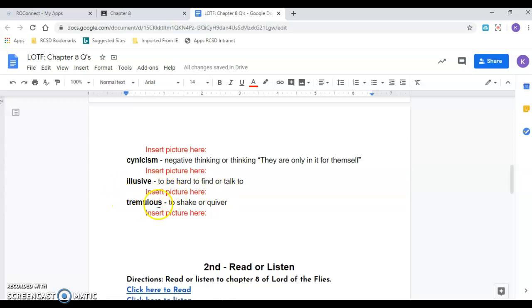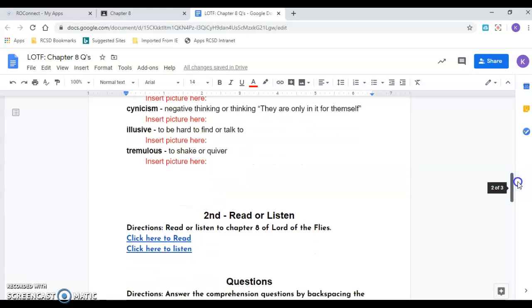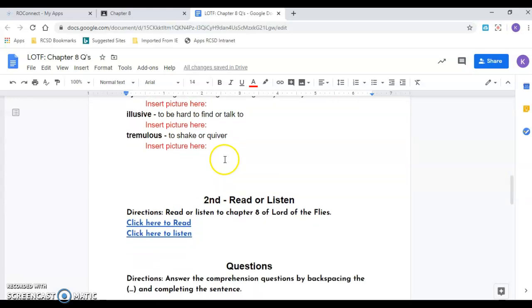All right, tremulous: to shake or quiver. You're so cold, you're tremulous, or you're so nervous, you're tremulous, waiting to give your speech. It's just to shake or quiver. Or the ground was tremulous as the earthquake began. All right, again, put in a picture there.